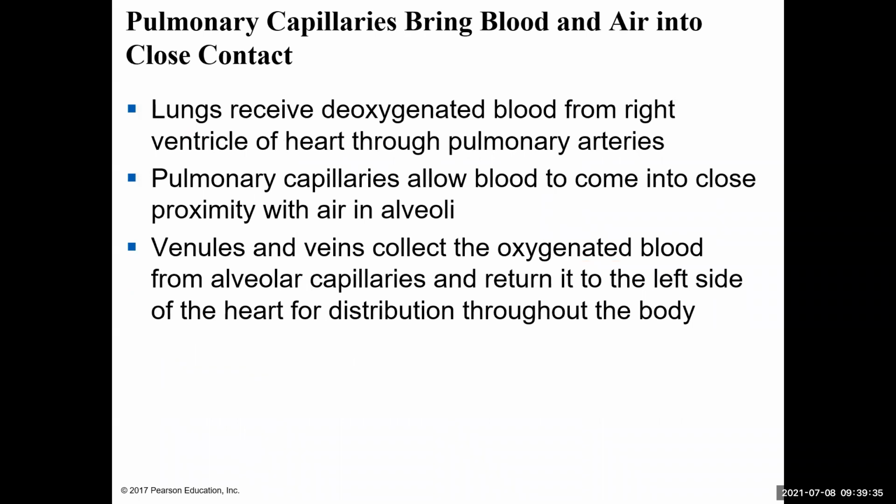Now, like I mentioned, those alveoli are surrounded by pulmonary capillaries. Those pulmonary capillaries bring the blood into direct contact with the alveolar tissue, which allows for the exchange of gases at the alveolar-capillary interface. The lungs receive deoxygenated blood from the right ventricle of the heart, right? And that comes through the pulmonary arteries. Then the pulmonary capillaries bring that blood into close contact with the alveoli, and the alveoli exchange gases with the blood. Then the venules and veins collect the oxygenated blood from the alveolar capillaries and bring it back to the heart, entering through the left side, so it can then be pushed to the systemic circulatory system.